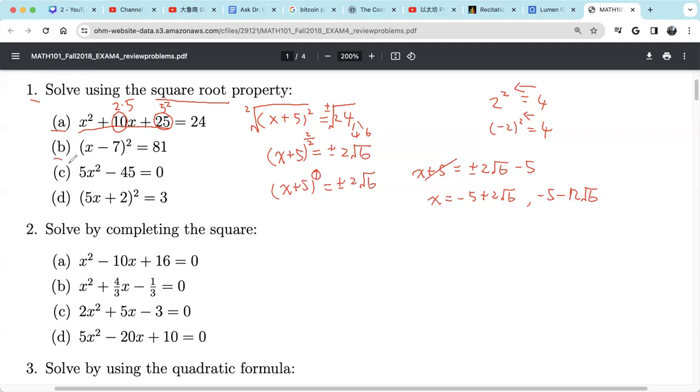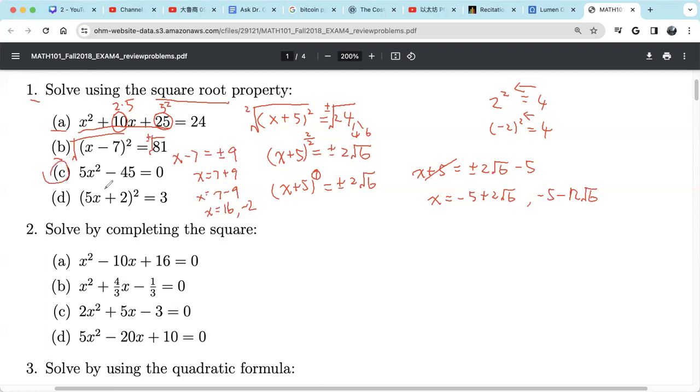Well, now let's see B. For B, the left-hand side is already in perfect square form, so we just square root both sides. When we square root, we get plus or minus, two values, and the square root and the square cancel each other. We get x minus 7 equals plus or minus the square root of 81, which is 9. So we get x equals 7 plus 9 and 7 minus 9. Well, 7 plus 9 is 16, and 7 minus 9 is negative 2. So we have two rational solutions, 16 and negative 2.